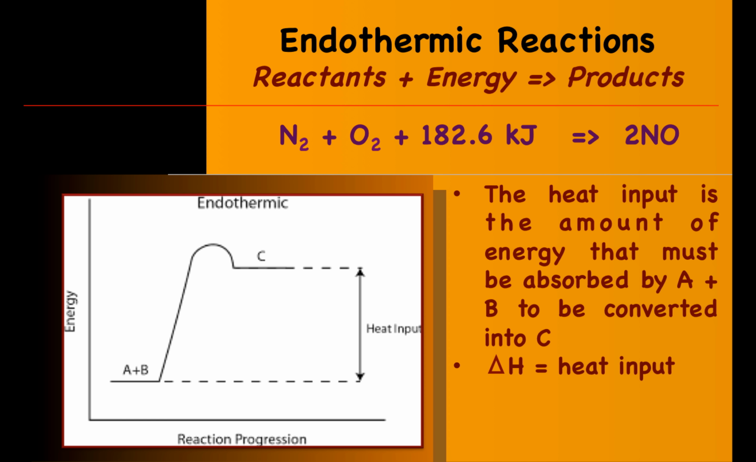Delta H is the heat input. Notice that it's the interval that goes between the reactants and the products. The delta H for this reaction is positive 182.6 kilojoules of heat energy. It takes 182.6 kilojoules to convert reactants into products. And where does that energy come from? It comes from the surroundings.